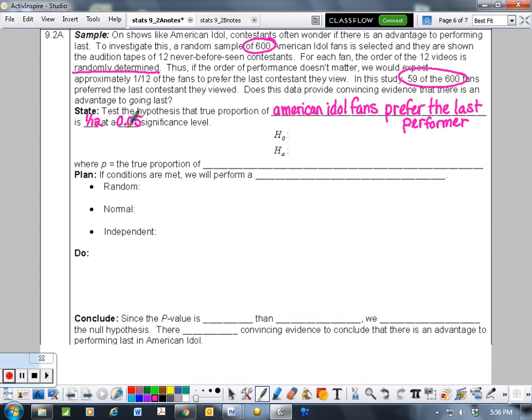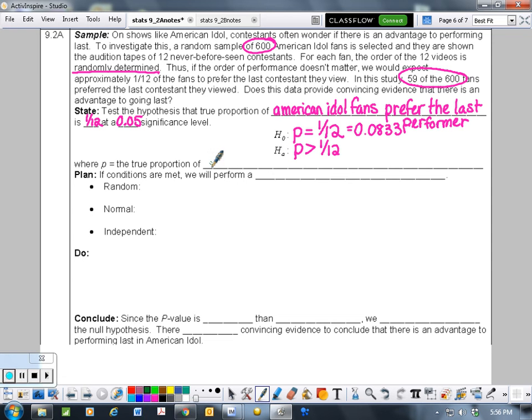So our null hypothesis is that there should be no difference. So we suspect that, or we hope there's no difference. They don't prefer the last performer, so the P should be 1 out of 12, which is, for convenience sake, 0.0833. But we think they actually do prefer the last performer. So we think that it's going to be greater than that value. So now we have to state, what does P mean for our null hypothesis?